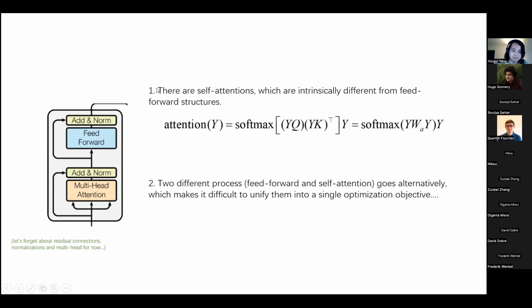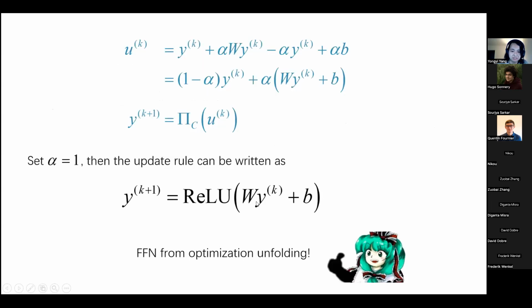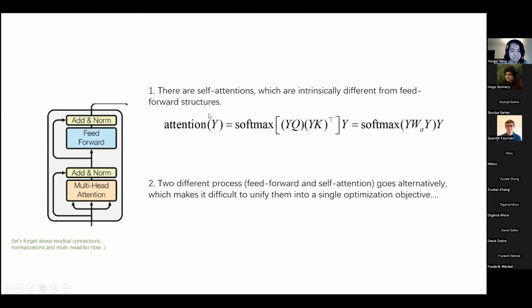The first is there is a self-attention block, and the self-attention is very different from feed-forward structures. In feed-forward structures, in each step we are multiplying the hidden representation with some matrix W. But in the attention, we are also multiplying this Y, say the hidden representation, by some matrix, but this matrix is not a constant. It's dependent on the Y. So that is kind of difficult to handle.